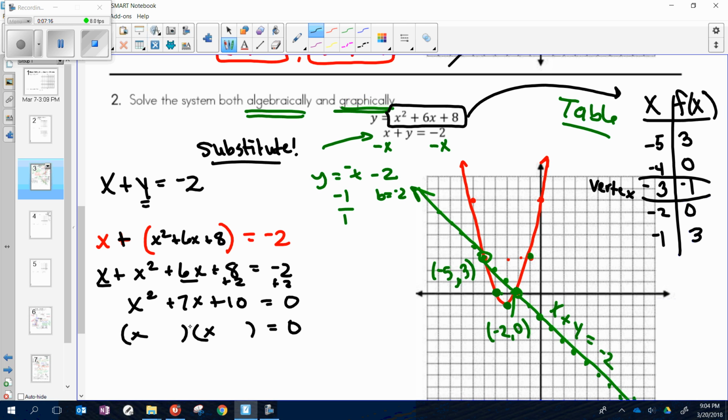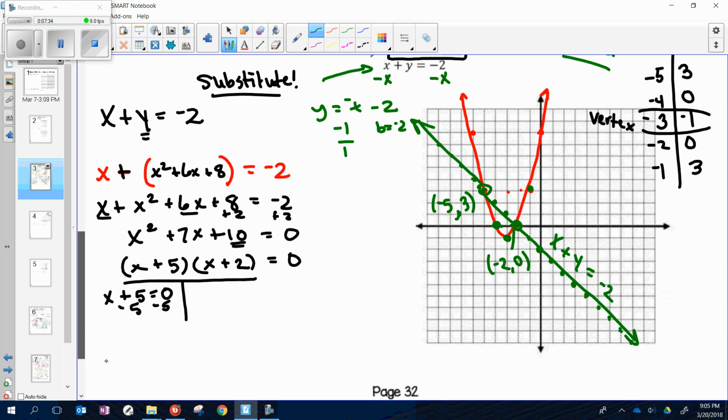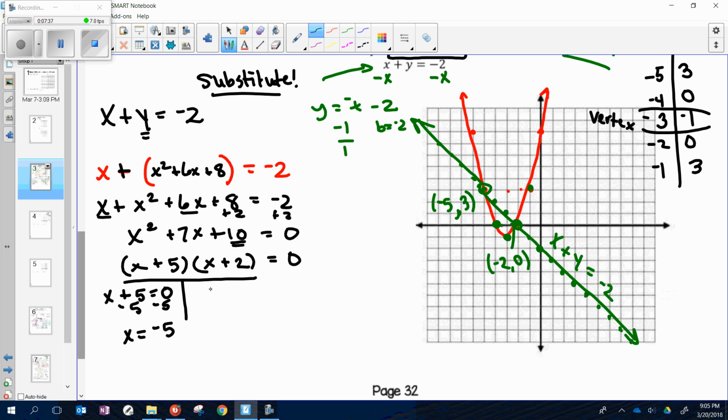X and x, two numbers that multiply to be 10. I'm going to use 5 and 2. Everything's positive. That makes my 7, if you check the outers and the inners or use the box method. X plus 5 equals 0. Subtract the 5 over to the other side and you get -5. X plus 2 equals 0. Subtract the 2 and you get -2.